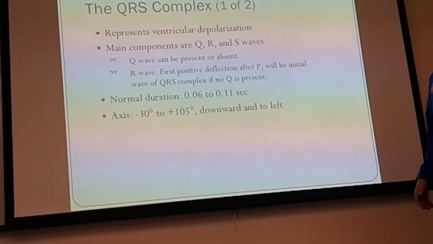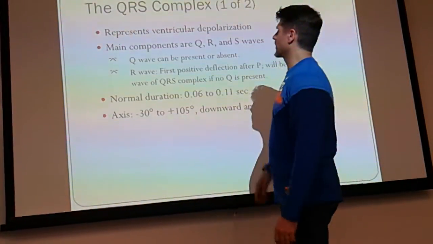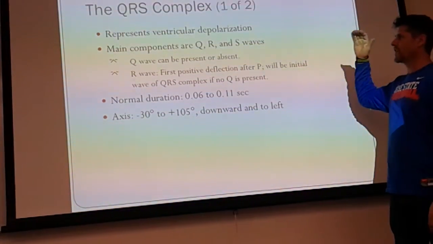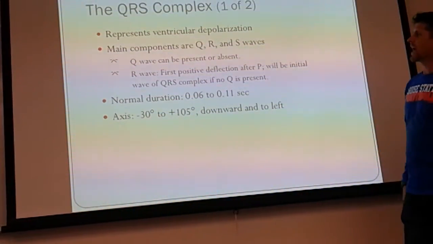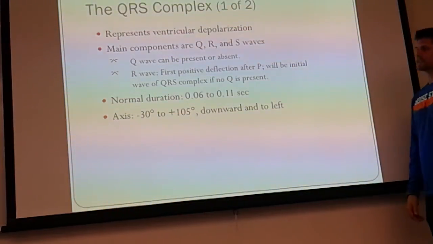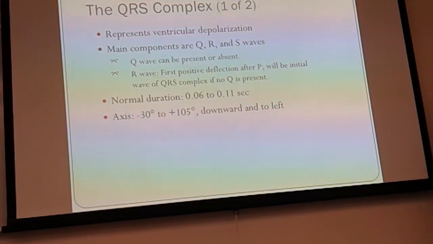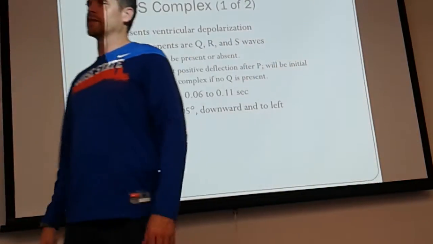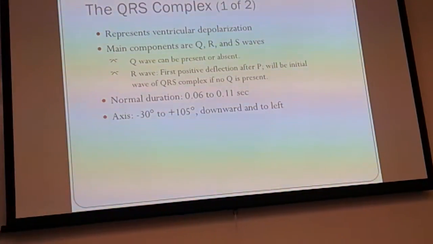The QRS complex represents ventricular depolarization. It potentially has a Q wave, an R wave, and an S wave. So it potentially has all of those things. Let's talk about all of them for a minute. So the Q wave may or may not be present.